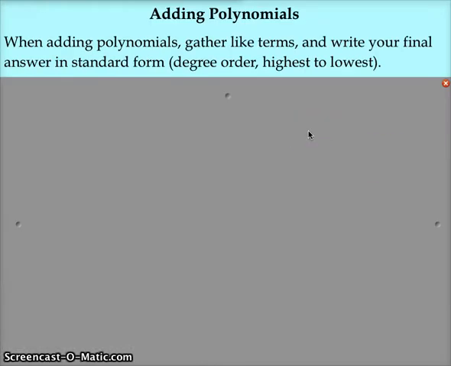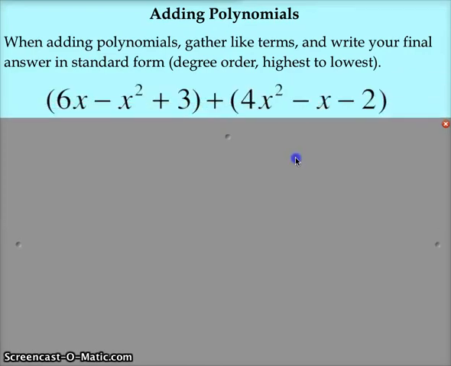Let's start with adding polynomials. When adding polynomials, gather like terms and write your final answer in standard form. Remember from yesterday, standard form is when you write it in degree order from the highest degree of a polynomial to its lowest degree. Let's look at an example.